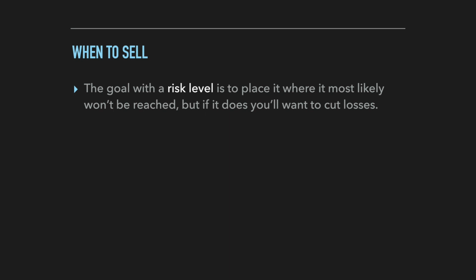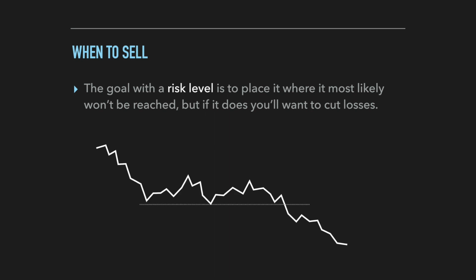Now, on the other hand, the goal of a risk level is going to be to place it where it most likely is not going to be reached. However, if the stock does reach that level, you're going to want to cut losses on that trade anyway. So if you think about it, if we have a stock that has a level of support that is forming, one thing we know about support levels is that a stock tends to bounce off of its support level. However, if it does end up breaking down below support, that is a bearish sign for the stock, and it tends to continue downward until a new level of support is formed.